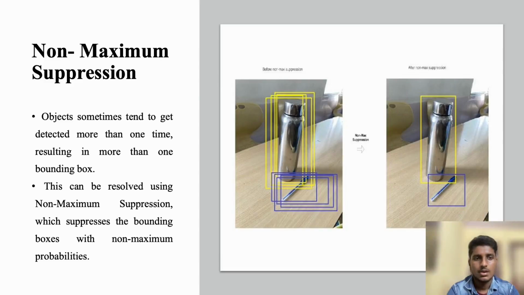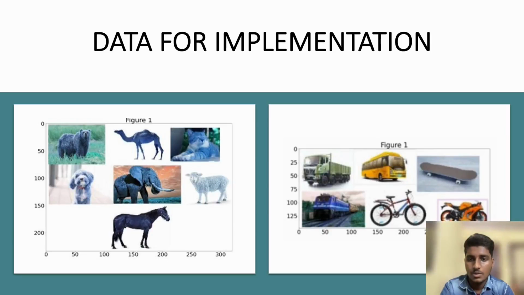Non-maximum suppression. Objects sometimes tend to get detected more than one time, resulting in more than one bounding box. This can be resolved using non-maximum suppression, which suppresses the bounding boxes with non-maximum probabilities. In the image, the Yolo has drawn more bounding boxes, but by using the non-maximum suppression, it is reduced to 1. This reduction in bounding boxes is done by the confidence values of each box that is predicted by the Yolo. Hence, now we know how Yolo algorithm works.